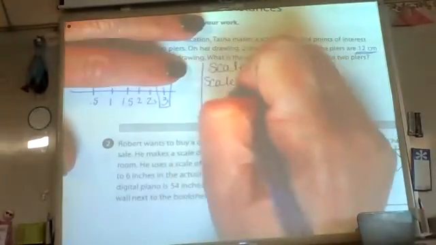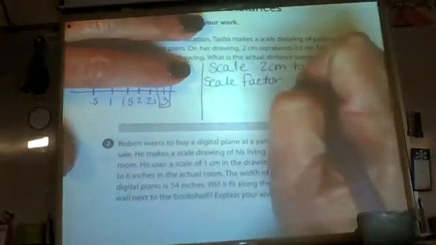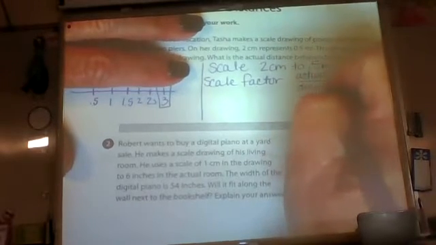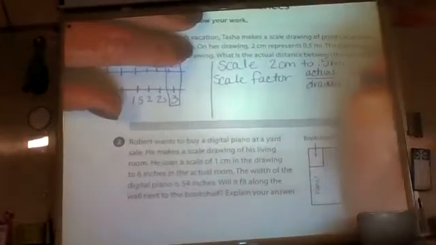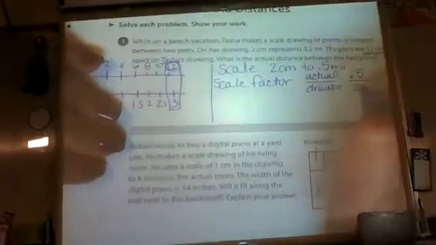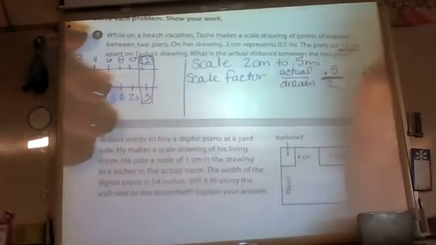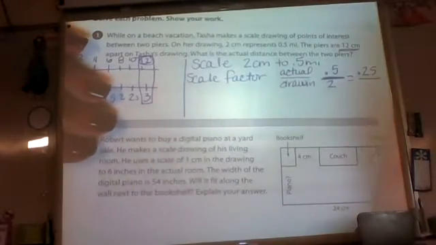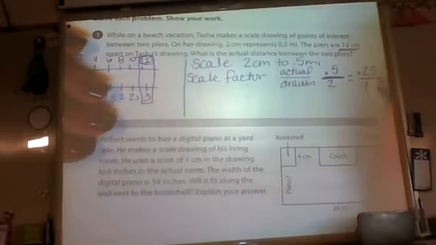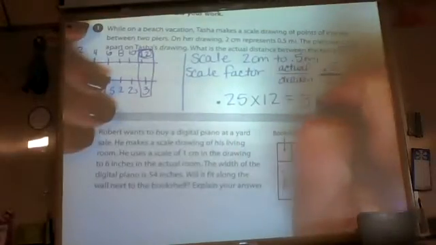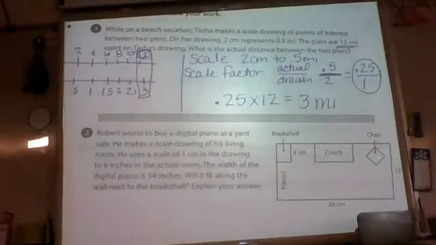So to find the scale factor, it's always the actual distance over the drawing. So the actual is 5/10. The drawing is 2, and we divide those. So 5/10 divided by 2 comes out to be 2,500. So what we know is that there's 2,500 for every 1 centimeter. That's what the scale factor means. So all we're going to do is take the 2,500, multiply it by 12, and the answer is 3 miles.